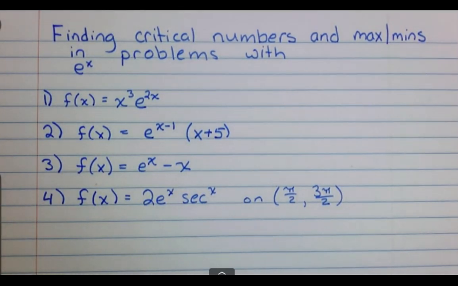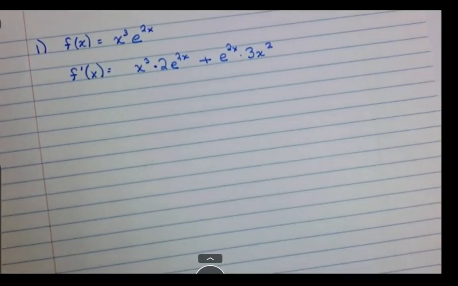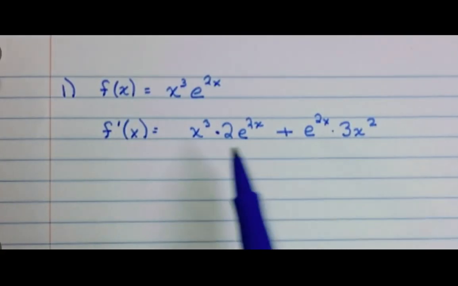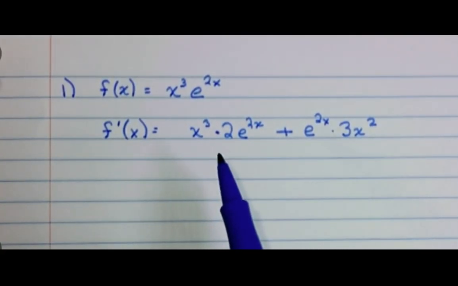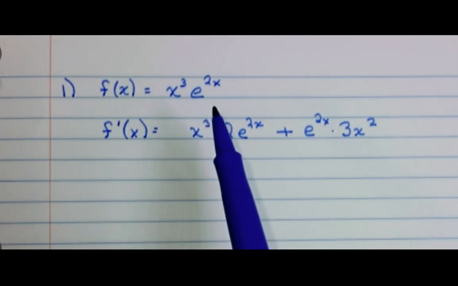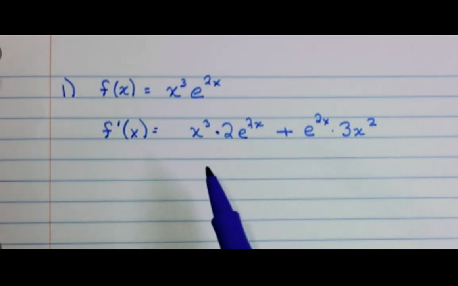Okay, welcome back with problem number one. So problem number one is a product rule. And when you did that product rule, you should have gotten this derivative. Whenever you have a derivative with an e to the x and a product rule, then you're going to have to factor out an e to the x to set this equal to 0.